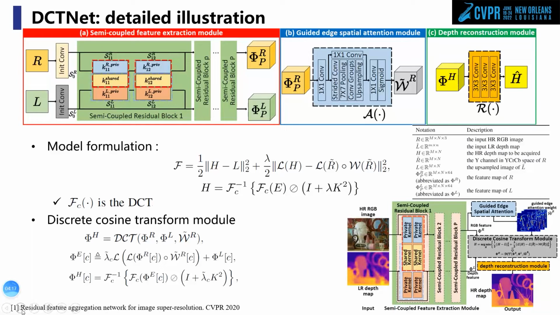So in the DCT module, we accomplish the SR task channel by channel without the learning-based CNN. Finally, the HR features are input into the depth reconstruction module to predict the HR depth map from its feature map via a simple CNN network.